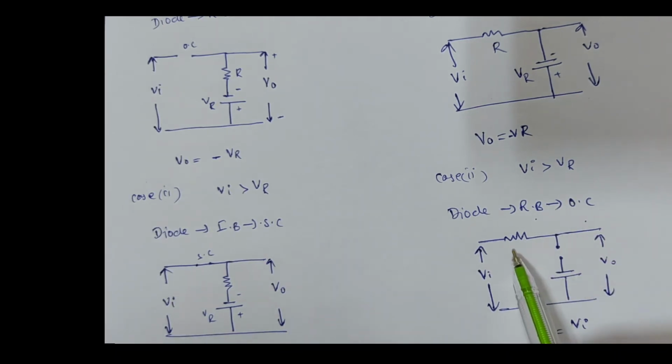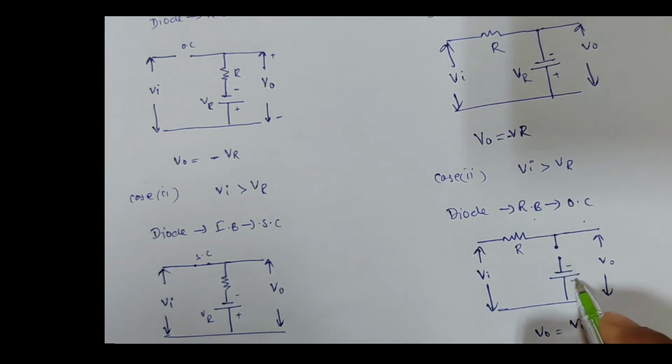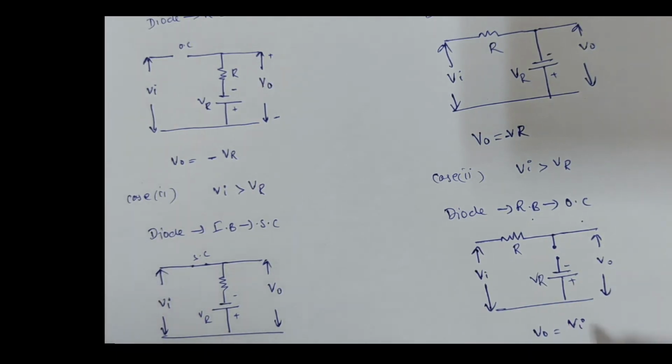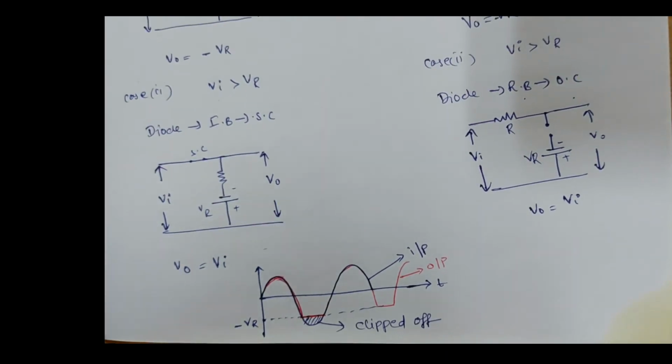Then we can draw the equivalent circuit like this. This is R, it is open circuited, here is minus and plus. So we can write V0 equals to Vi. From this we can draw the output waveform.